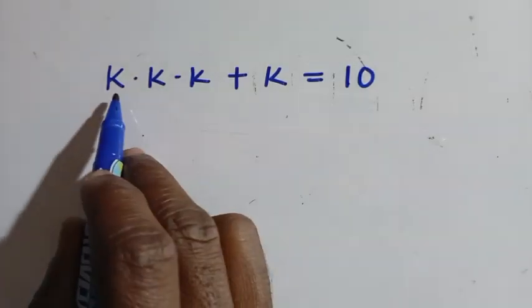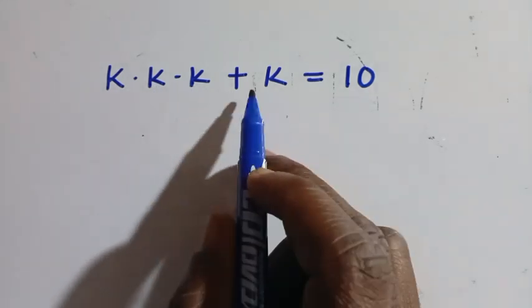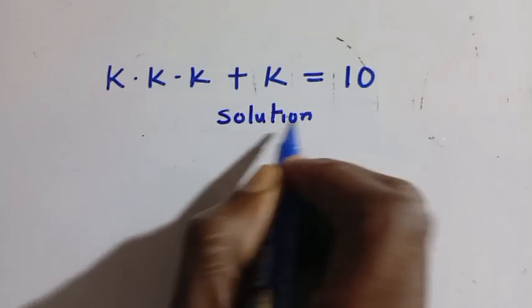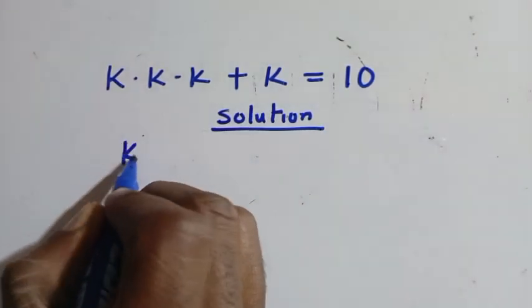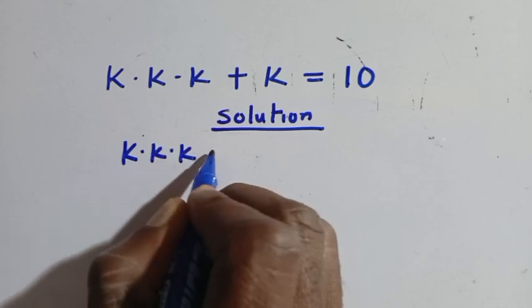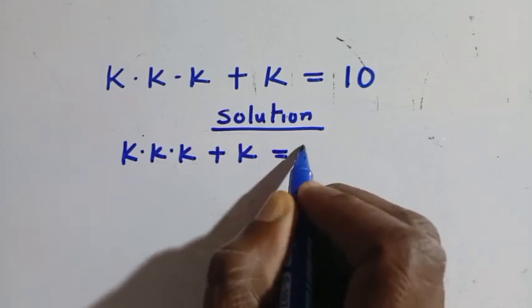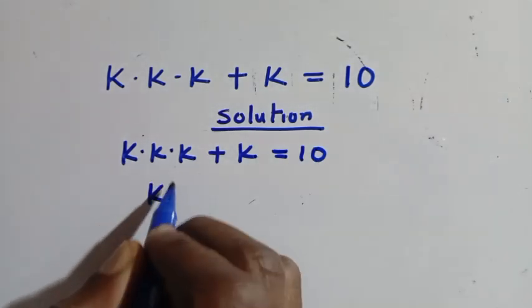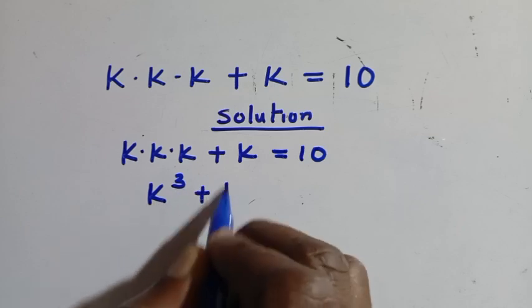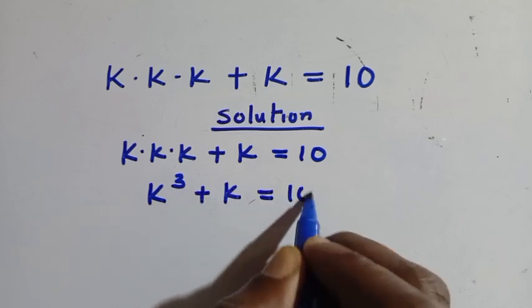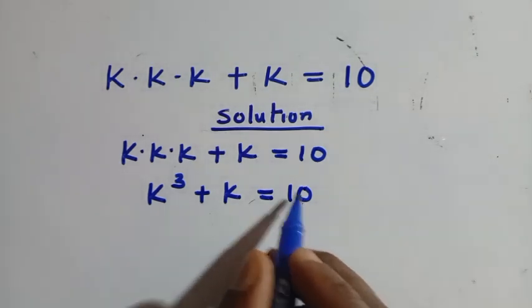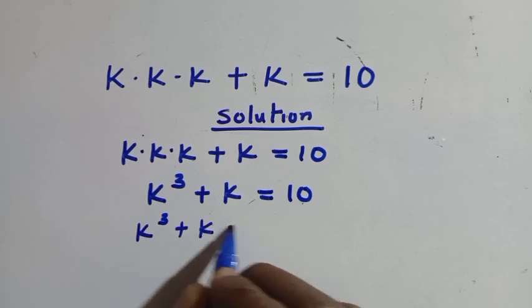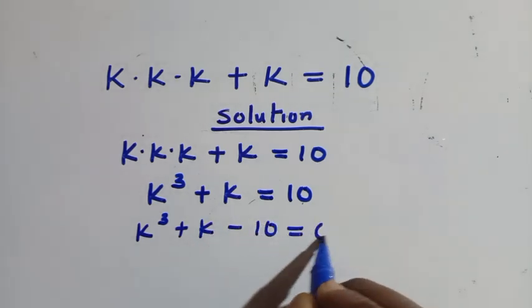How to solve for the value of k given that k multiplied by k multiplied by k plus k equals 10. Let's see the solution from here. So here we have k multiplied by k multiplied by k plus k equals 10. So k multiplied by k multiplied by k gives us k to the power 3, plus k equals 10. Then let's take 10 to this side. k raised to power 3 plus k minus 10 equals 0.